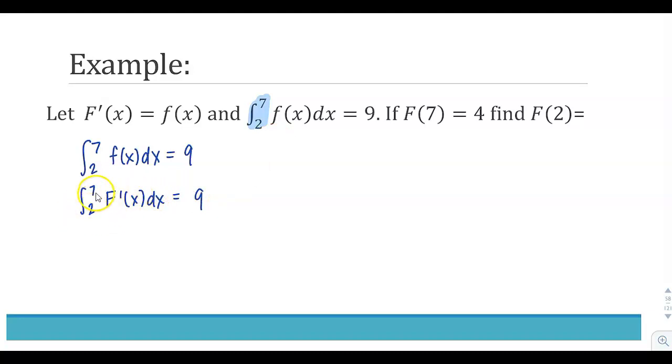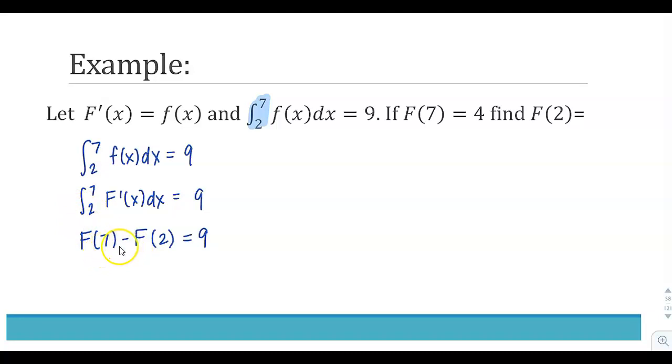Now, the integral from 2 to 7 of big F prime of x dx is the antiderivative of F prime, which is F, evaluated at 7 and evaluated at 2. So the left side is big F of 7 minus big F of 2. So that must also equal 9.